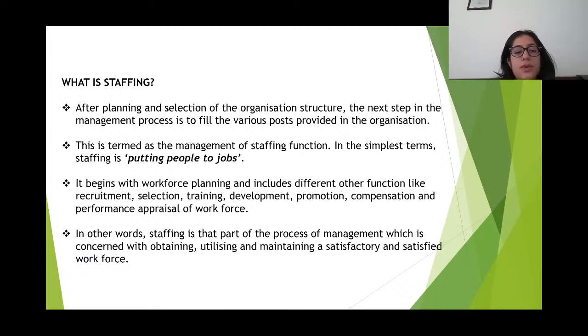So quickly recalling, what do we understand by the word staffing? Now, when we talk of staffing, staffing is that function of management which is followed by organizing. Once the organizational structure has been finalized for an organization, the next step is to fill the various job positions in an organization and to put the right people for a particular job in an organization.